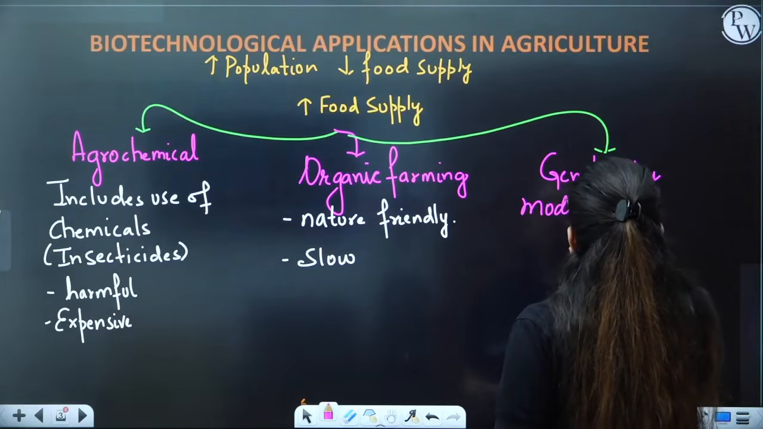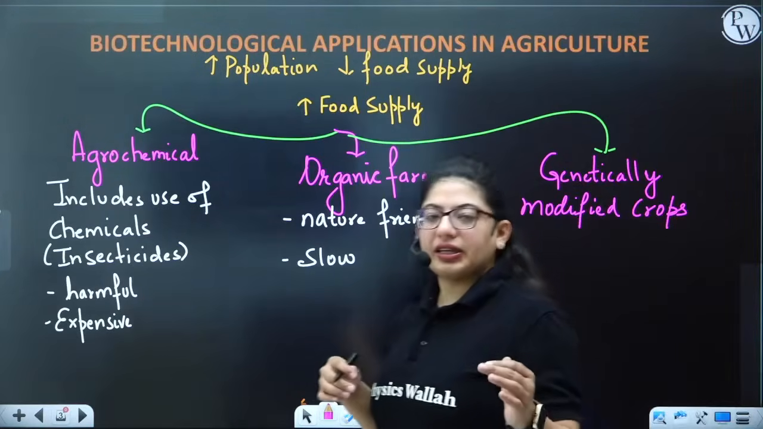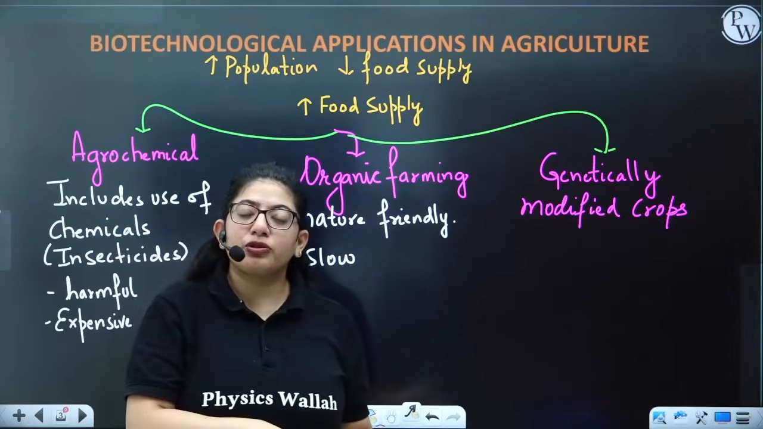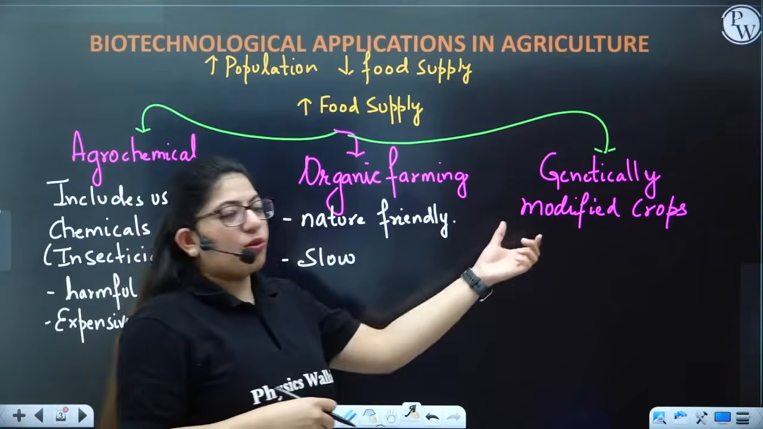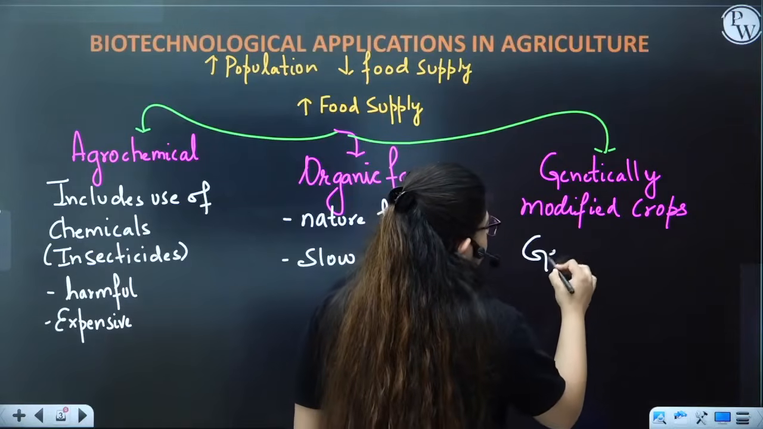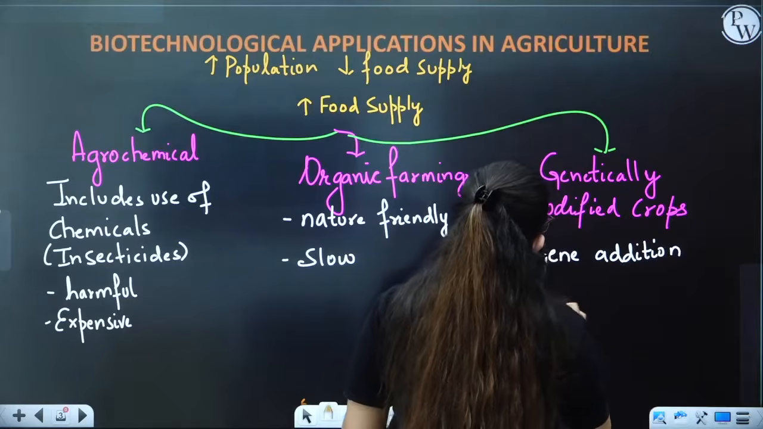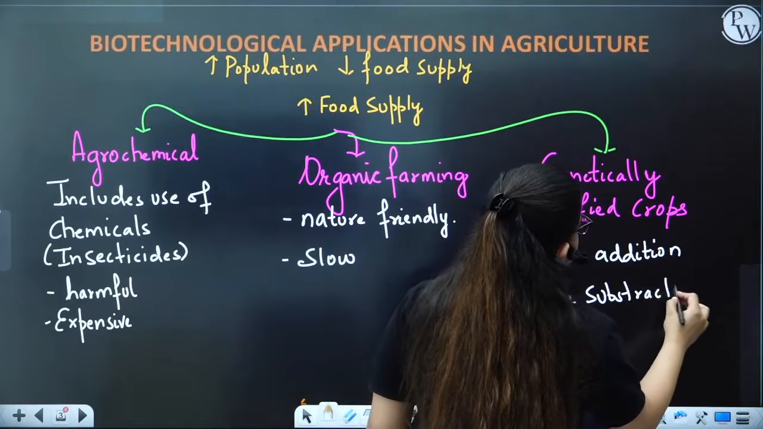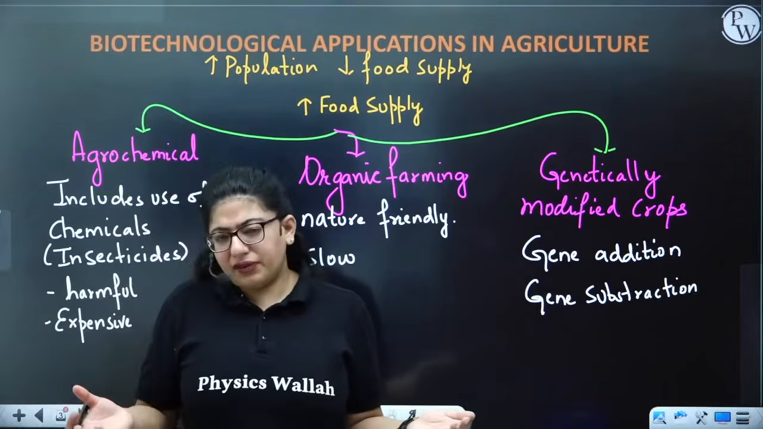Genetically modified crops. That means you're using the plants and you're modifying the genes in them. While you are modifying the gene, you can add new genes to the plant. You can also subtract the bad gene from the plant. So in genetically modified crops, we are modifying the gene. How? By gene addition. You can add a new good gene, or if the gene is bad, you can remove it. By doing this, we can modify the crop according to our needs, definitely, right?